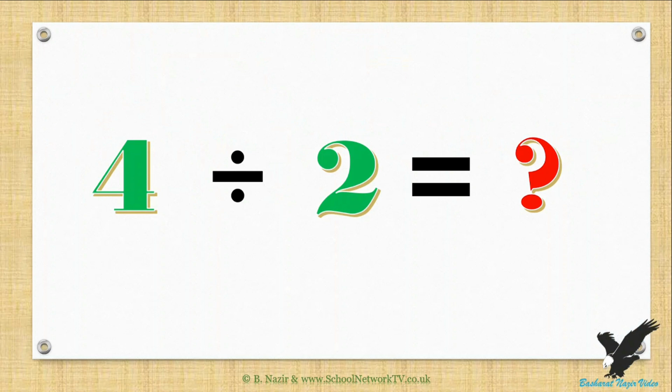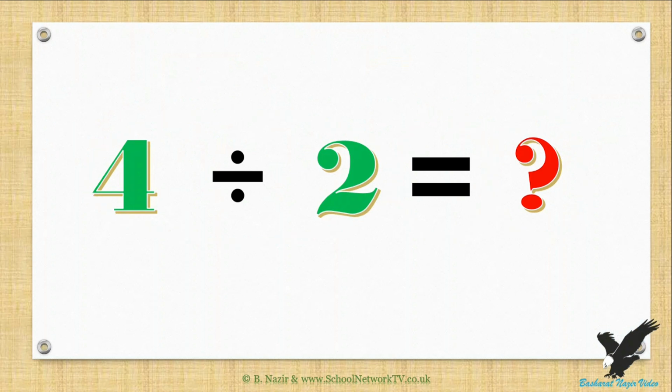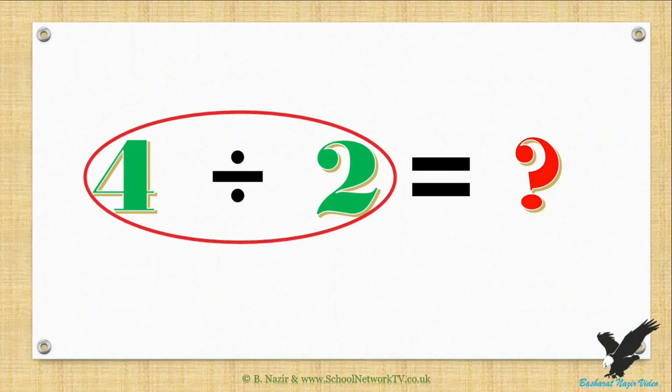An equation is what you can see in front of you. An equation is divided into three major parts as shown. A left side, which can have numbers, signs, and letters. In this equation we just have numbers and a sign.